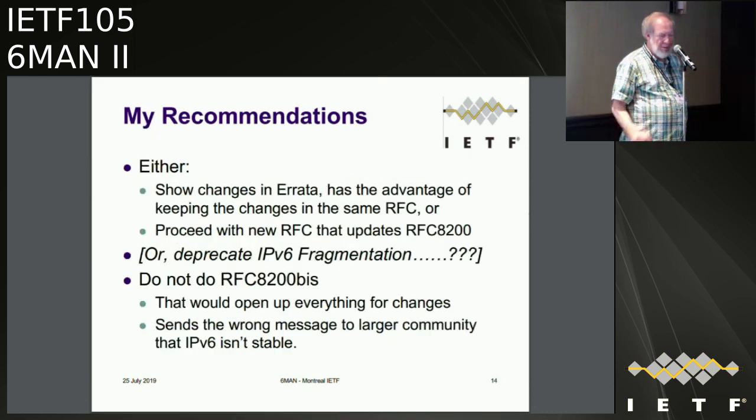So my recommendation is to either find the best way to do it in the errata system, or publish a new RFC that updates 8200. Of course, I note there is, do we want to deprecate fragmentation? That would sort of solve this problem quite well. We just say, don't do this anymore.